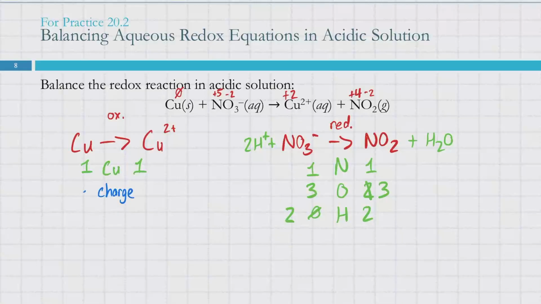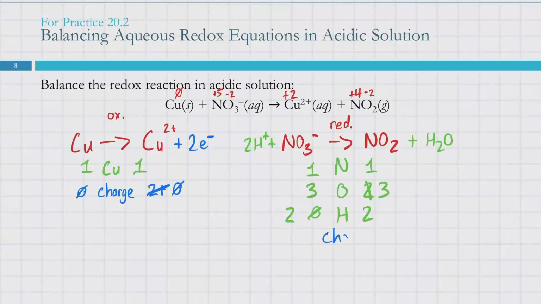Taking a look at our charge, we've got a neutral charge in our oxidation on the left, and we've got a 2+ on the right from our cupric ion. To balance that out, we can add electrons. Electrons are negatively charged, and so it will bring down the charge of whatever side it's on. So we're going to add to the higher charged one 2 electrons, and that brings us down to neutral.